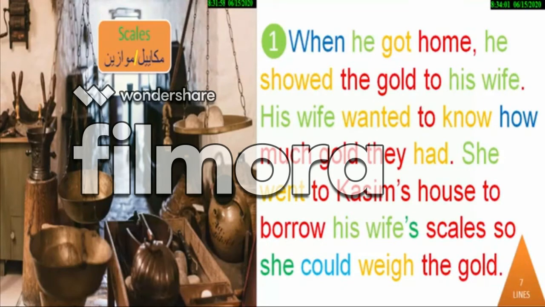slowly. When he got home he showed the gold to his wife. His wife wanted to know how much gold they had. She went to Qasim's house to borrow his wife's scales so she could weigh the gold.